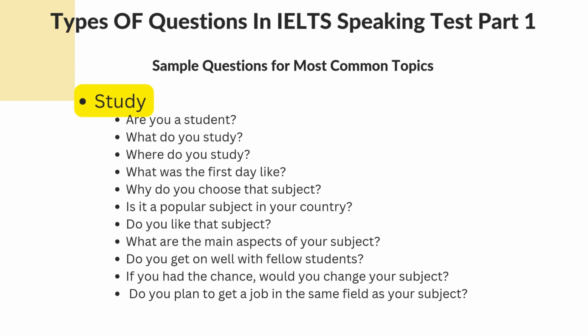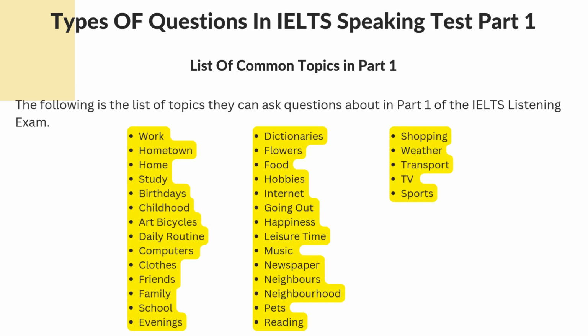So once again, summarizing the video, in part one, all the questions will be about yourself, and the questions most probably will be from four main categories that are your studies, your work, your hometown, and your home. But there can be a lot of subcategories or child categories from which the examiners can ask questions. And this is a list of those categories.